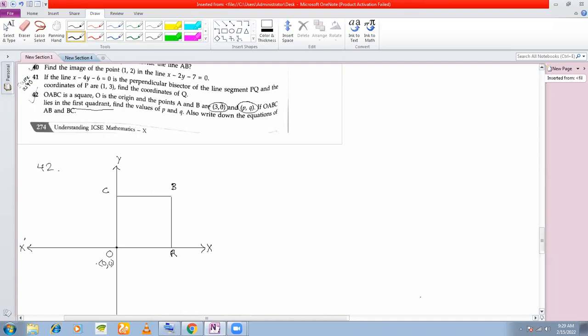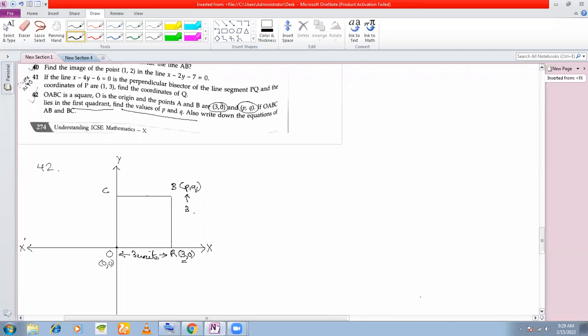And what are the coordinates of A given here? 3, 0. Coordinates of B given here? P, Q. They are asking you to find out the values of P and Q. So how will you find out the values of P and Q? First of all, if this X coordinate is 3, then this distance must be how much? 3 units, right? If this distance is 3 units, that means the value of P must be equal to 3, right?